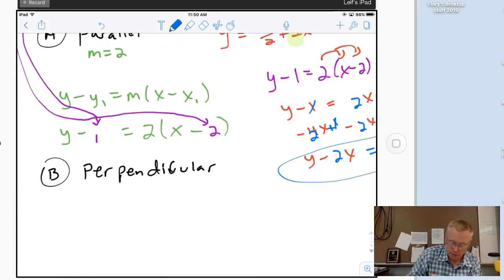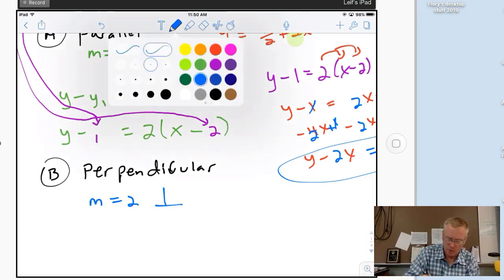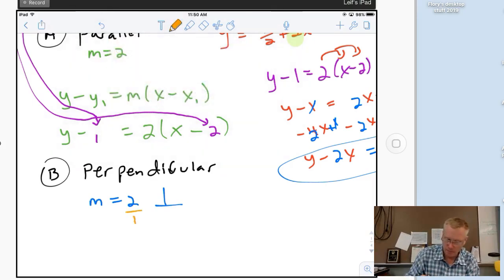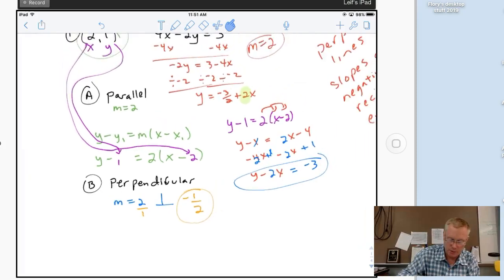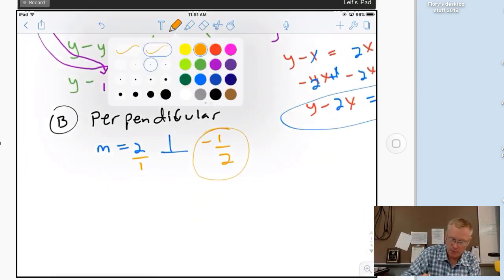If it's perpendicular, if my slope originally was 2, then perpendicular, that's the perpendicular sign, the upside down t there, will be what I get when I flip the slope upside down and change its sign. So this will be the new slope, okay? Now I also needed to go through that same point, 2, 1. All right, so I'm going to pop the point 2, 1 in as well.